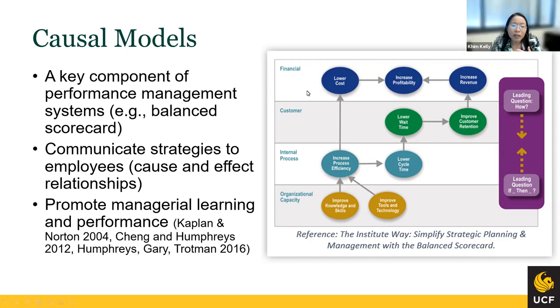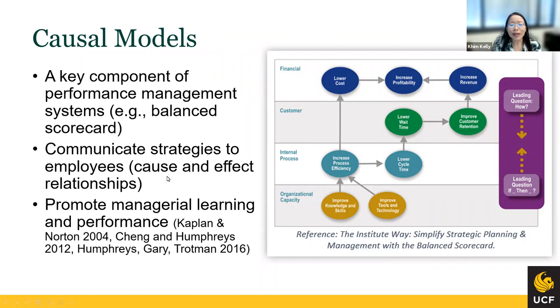And I think a causal model helps people see how their actions are related to this whole causal chain that ultimately feeds into the aggregated financial metric that the firm is interested in. So it's helpful to communicate strategies. It's helpful to promote actions by employees that presumably would be congruent with the firm's strategy.